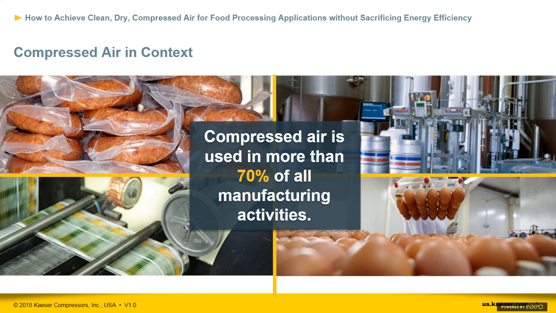Compressed air is only one facet of plant operations. In some plants, it might play only a minor role, but generally, compressed air is mission critical in nearly every plant. It powers more than 70% of all manufacturing activities. If compressed air is not delivered at the right air quality and quantity, production costs increase as both plant equipment function and product quality can be compromised.